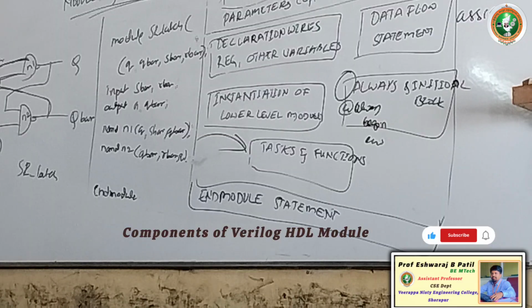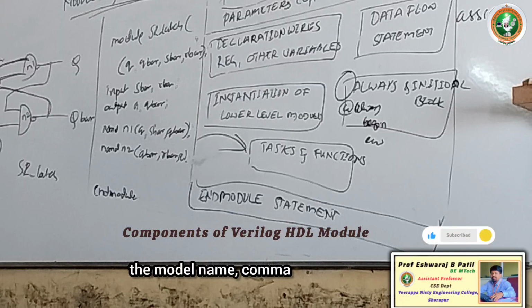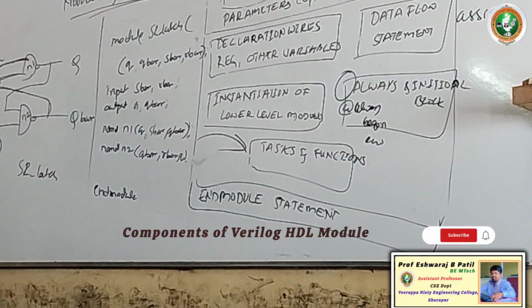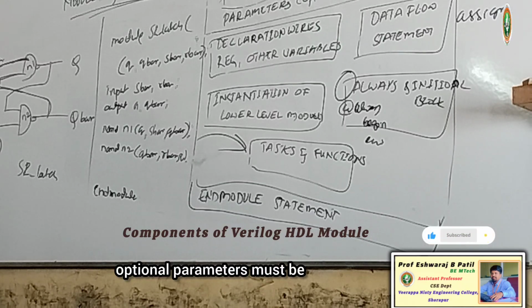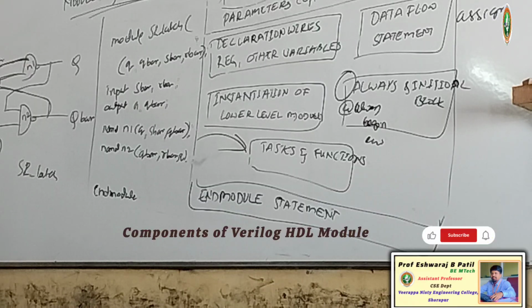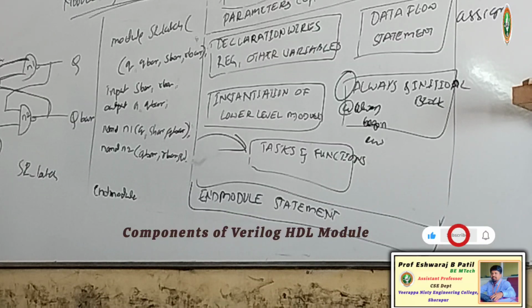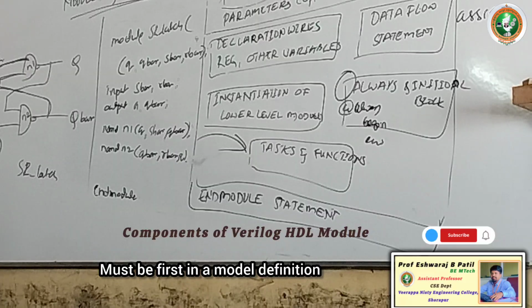Okay, next one: the model name, port list, port declarations, and optional parameters must be first in a model definition.